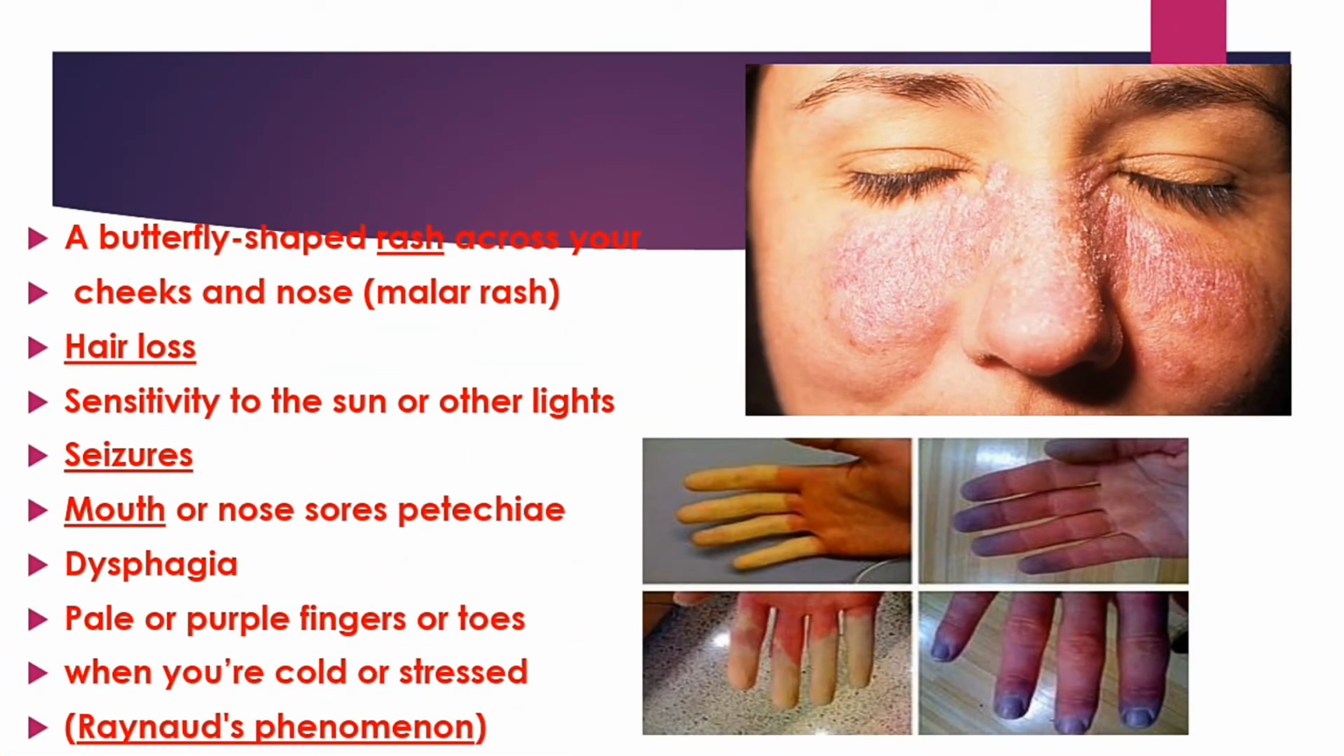Also there is hair loss from the scalp or genitalia or axilla. And people are very sensitive to the sun or other light, so if you try to go outside in the sunlight, this may trigger the rashes in SLE. Also other lights such as UV light trigger the SLE. And a person also may have seizures sometimes.